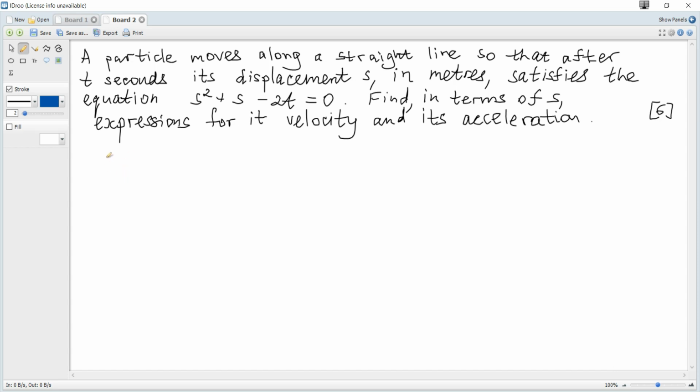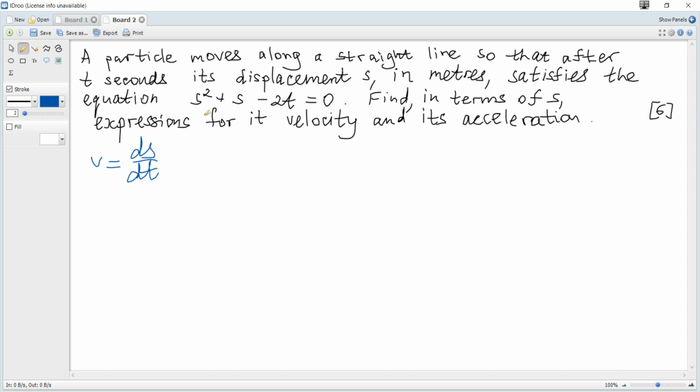We know that velocity is the rate of change of displacement, and the rate of change is its derivative, so v is ds/dt. And to arrive at ds/dt, we need to differentiate the given expression, and since it's not given directly as s equal to some function, we apply implicit differentiation. It means we just differentiate the left hand side and the right hand side with respect to t.